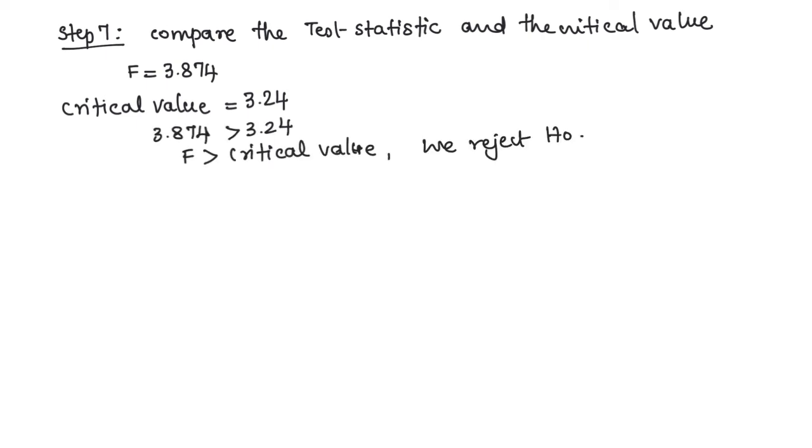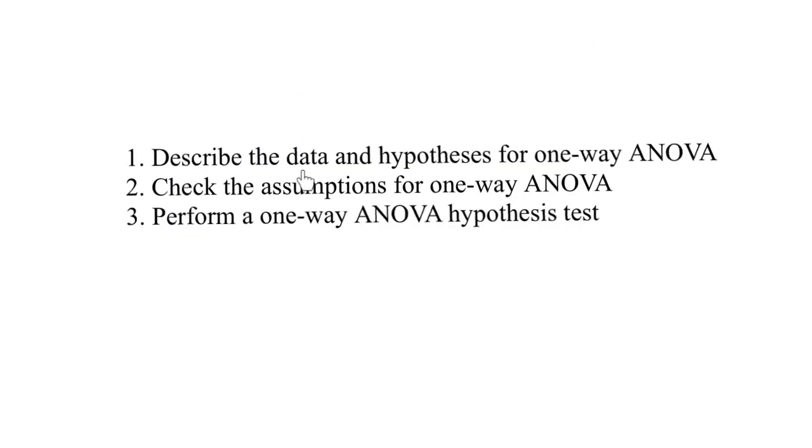Rejecting the null hypothesis means we are going with the statement of the alternate hypothesis. That means 3 or more fluxes will have different means. That means at least 2 fluxes will have different means. So we can conclude that the mean hardness is not the same for all the fluxes. So now you know how to describe the data and the hypothesis for one-way ANOVA, check the assumptions for one-way ANOVA, and perform a one-way ANOVA hypothesis test.